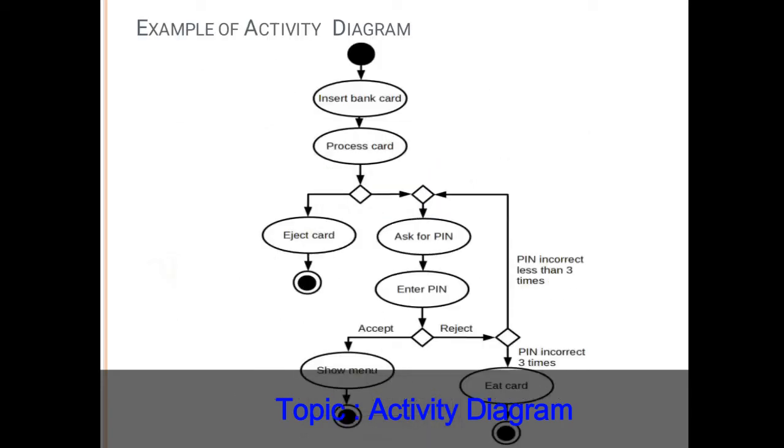Next, this is our example of an activity diagram. Let's start by understanding the activity diagram, which is about the ATM bank system. Here, insert bank card is our activity, mentioned within an ellipse symbol, or you can also use a rectangle with rounded edges. Then second, process card is also an activity.